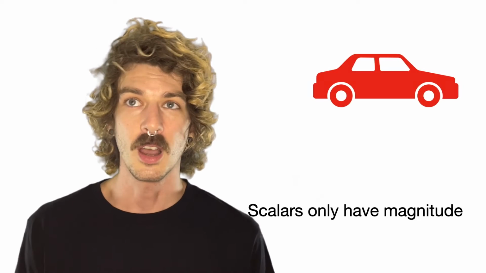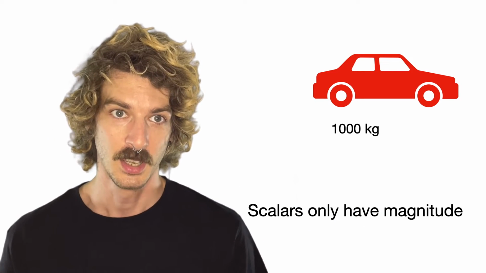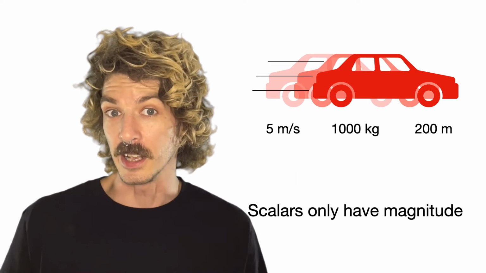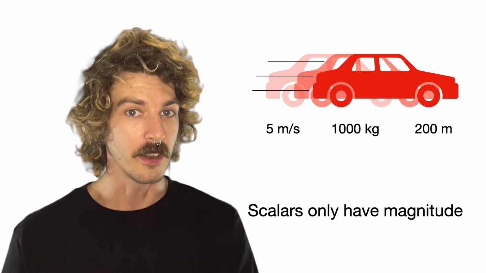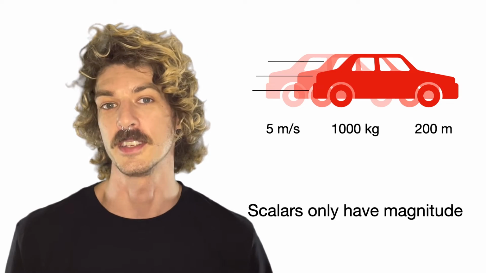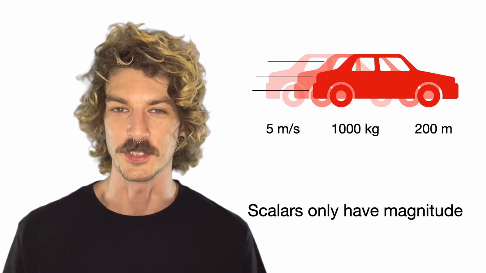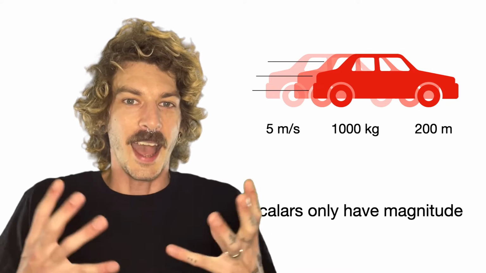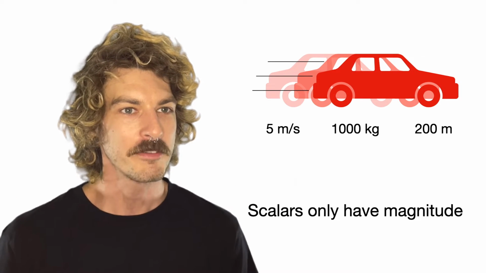So for example, a car might have a mass of 1,000 kilograms. It might be 200 meters away. It might be moving at 5 meters per second. These are three variables that we've just represented by a number. Okay, I know that they've got units as well, but the point is scalar variables only have a quantity of something. So what about vectors?